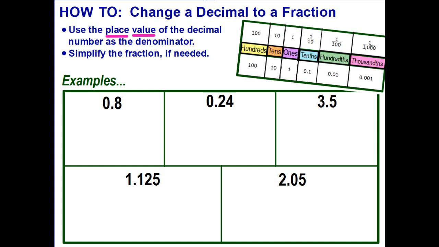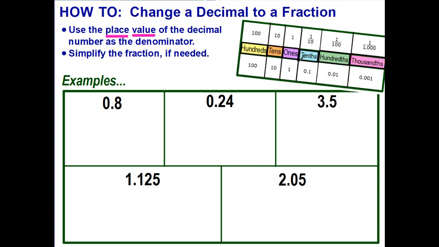To change a decimal to a fraction, we're going to use the place value of the decimal number as the denominator, and then simplify the fraction if needed. So we're going to be using place values. Some of us have forgotten about our place values, so I have a little chart here to remind you. Refer to it whenever you need to.